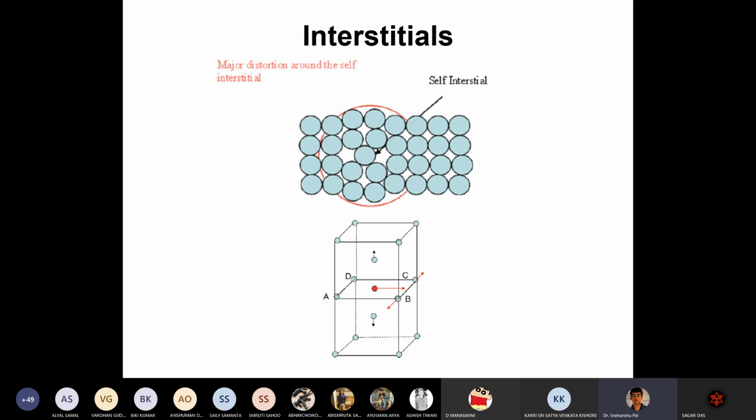You will see major distortion around the self-interstitial. And at the bottom, if you check the unit cell structure of the lattice, you will find the interstitial positions, and when the interstitial positions are occupied by a host atom, then you can say that this is a self-interstitial.